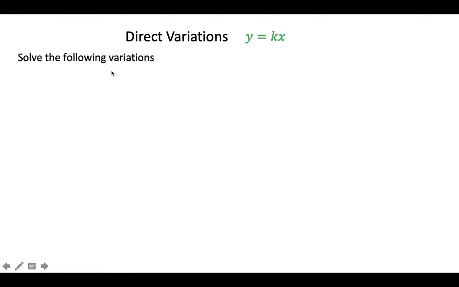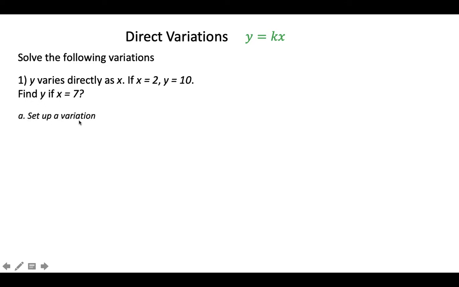The next skill that we need to develop is solving variations. Given y varies directly as x. If x is 2, y is 10. If x is 7, find the value of y. First, we set up an equation from the first sentence. We have y equals x with our constant, and we're done with our variation: y = kx.